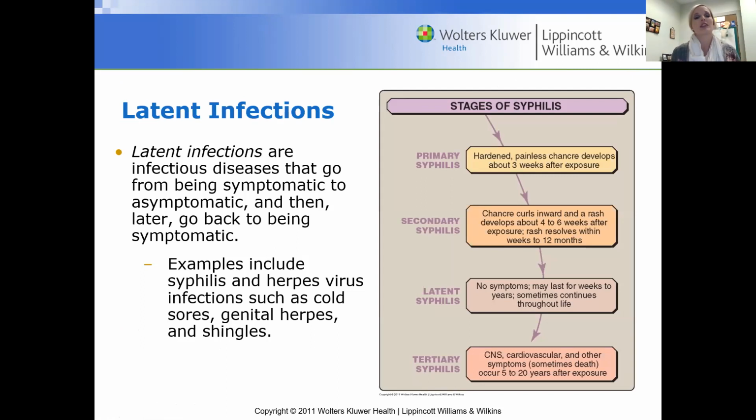So again, I mentioned latent only because we just talked about the term symptom. When something goes from asymptomatic to symptomatic and then asymptomatic again, that's an example of a latent infection. A patient can display different symptoms, feel the illness, then go to asymptomatic and back and forth again. That's an example of a latent infection. If you remember, herpes is a great example of a latent infection.